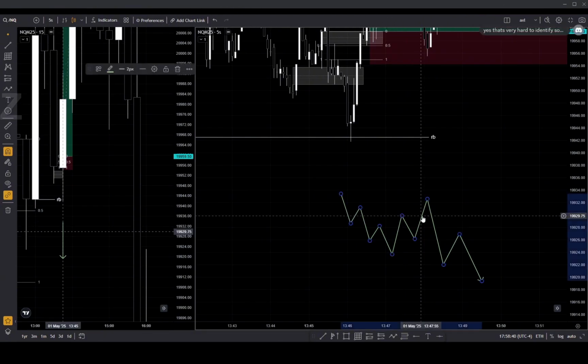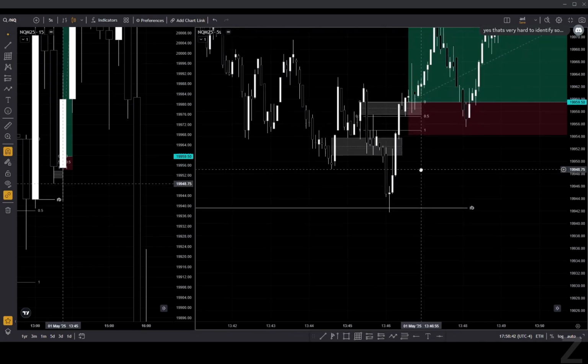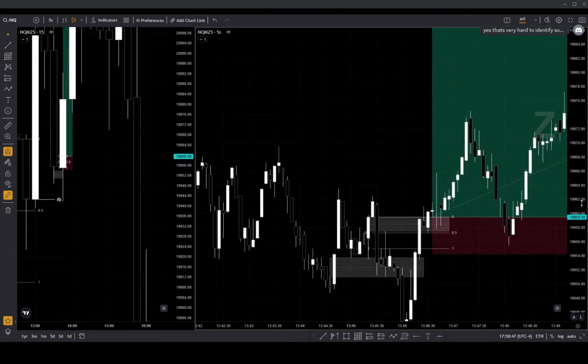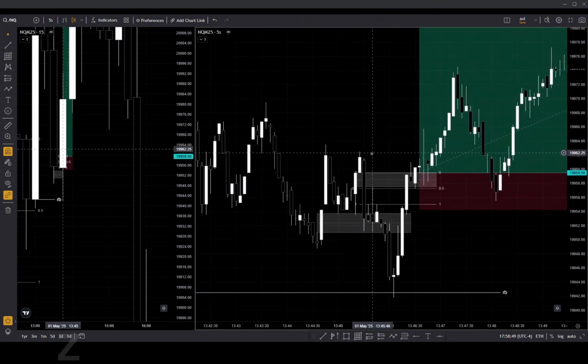Yes, that's very hard. No, you're going to understand that. I understand change of structures. That's why I get snipes like this. So all right, I'm going to explain this trade.